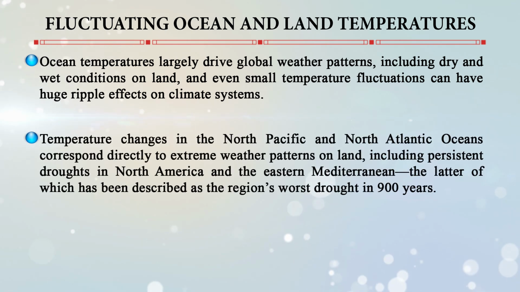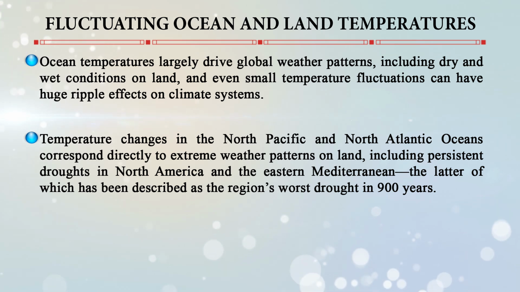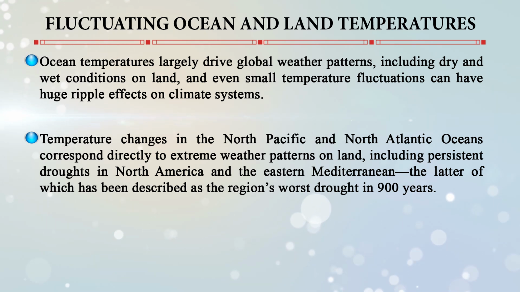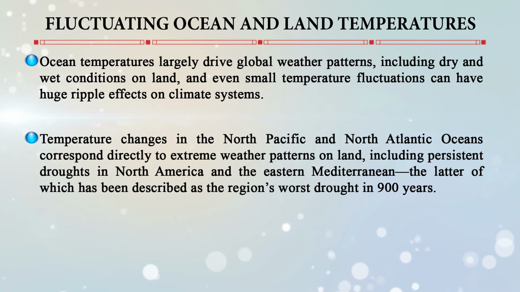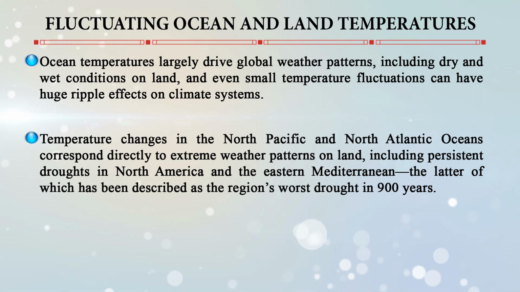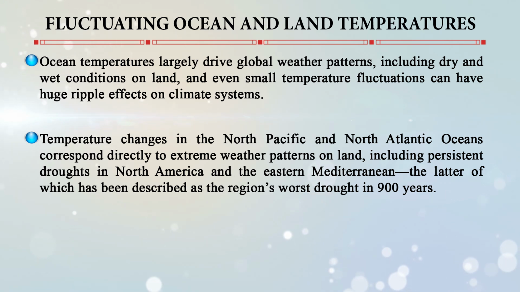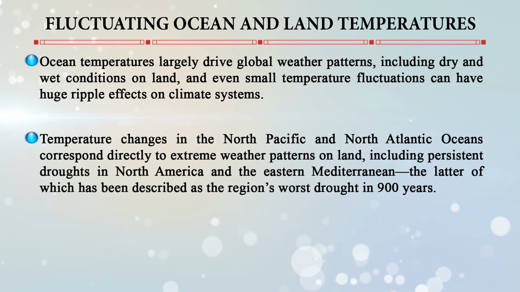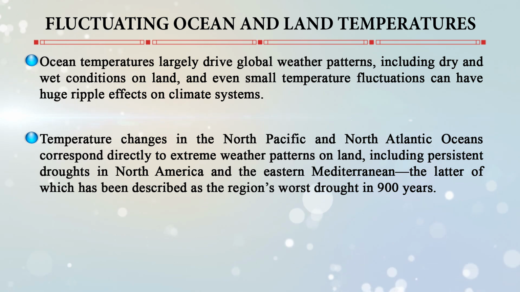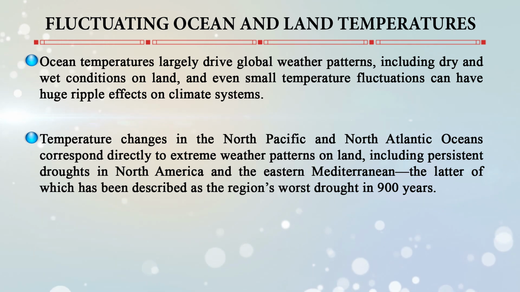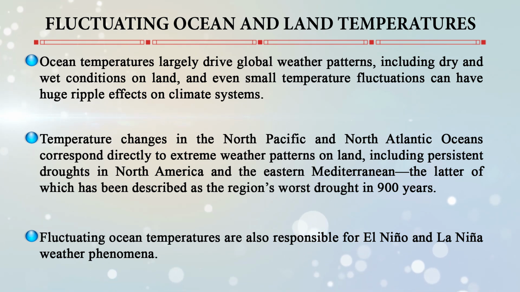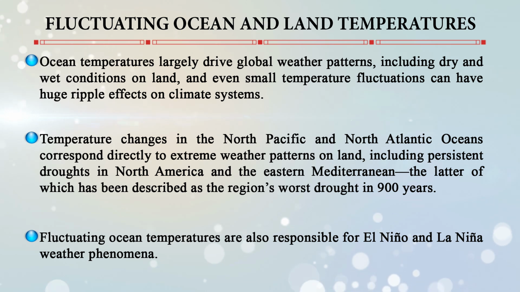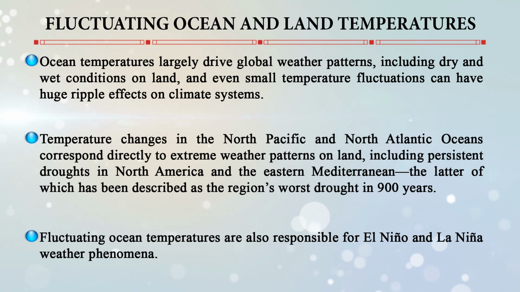The temperature changes mainly in the North Pacific and the North Atlantic Oceans correspond directly to extreme weather patterns on land, including persistent droughts in North America and the Eastern Mediterranean, the latter of which has been described as the region's worst drought in the past 900 years. Further, fluctuating ocean temperatures are also behind the El Nino and the La Nina weather phenomena. So you see how fluctuating ocean and land temperatures can drive the global weather patterns.